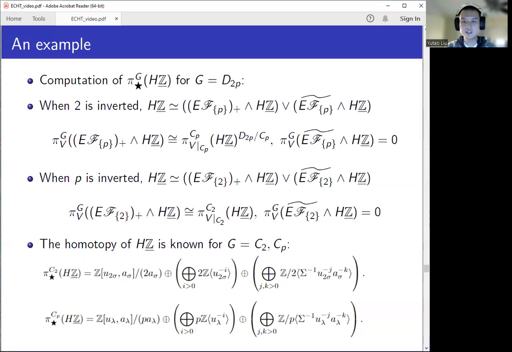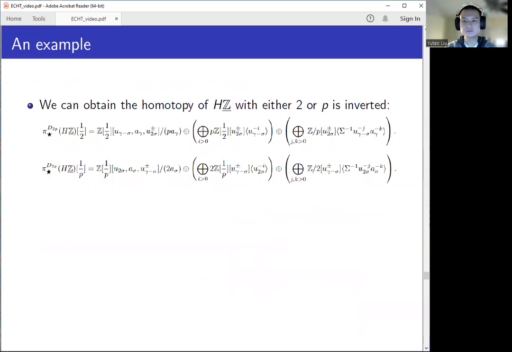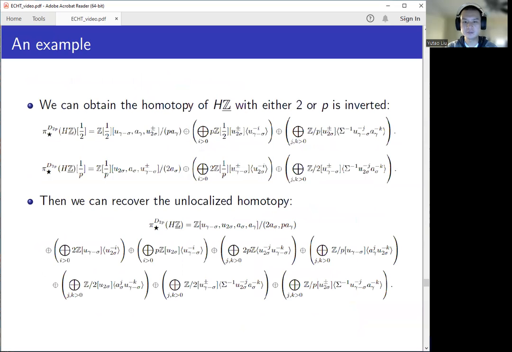Since the C2 and CP homotopy of HZ is already known, we can use all information in this page to obtain the localized D2P homotopy of HZ with either 2 or P inverted, as listed here. Finally, we just need to trace the generators in these two equations and glue them up to get our final answer, the unlocalized homotopy of HZ.